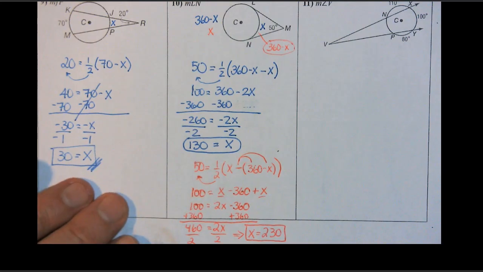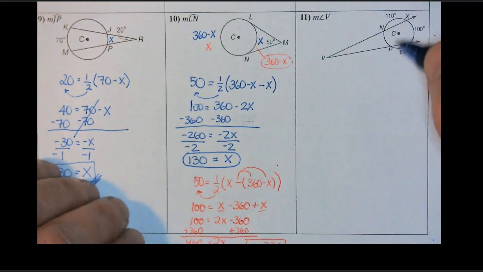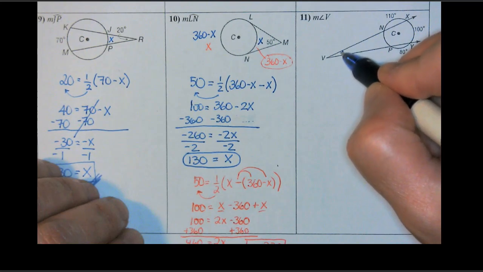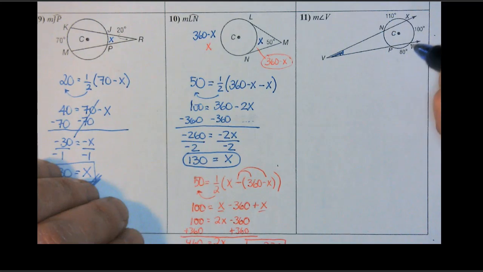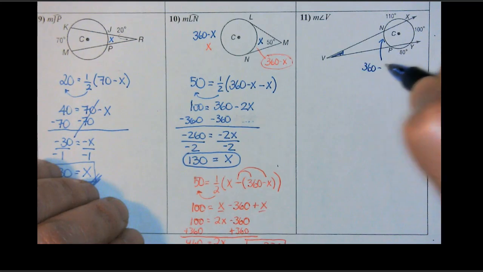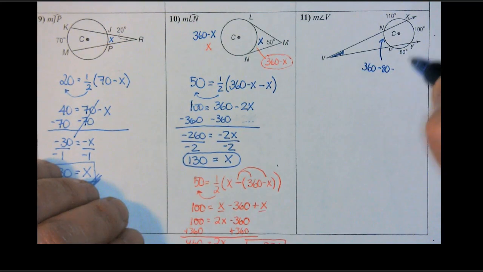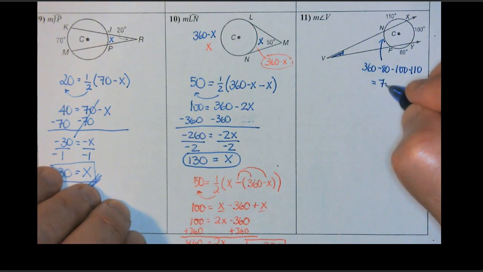Very good. Let's go on to the next and final example. So in this next example, we have two secants. We have this arc, and we're asked to find this angle right here. Okay, and we don't have this arc, but we also have this arc and this arc. So basically, this missing arc will be 360 minus 80 minus 100 minus 110. So that means that missing arc is 70.